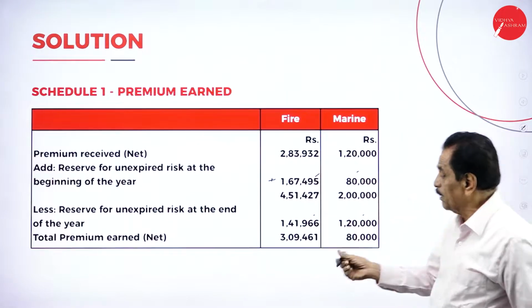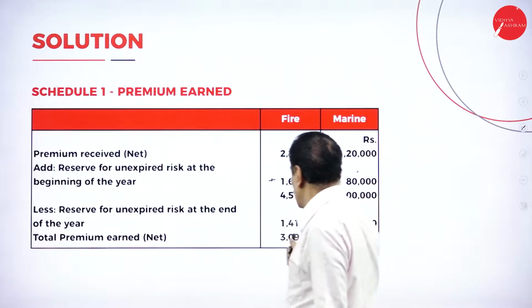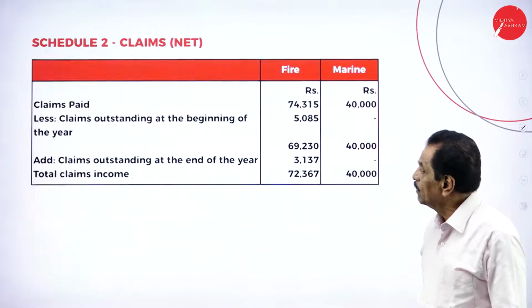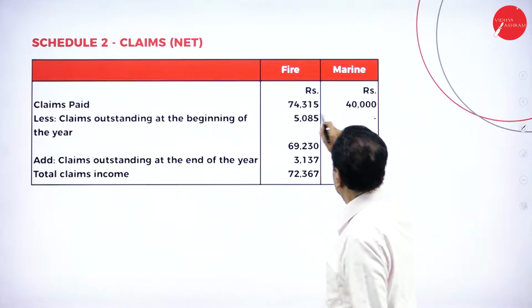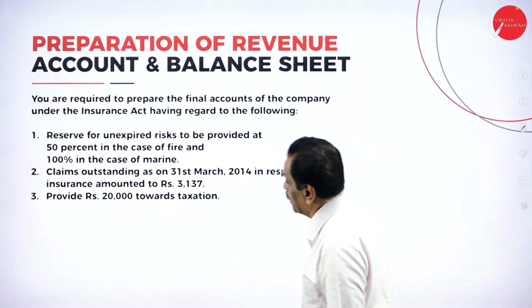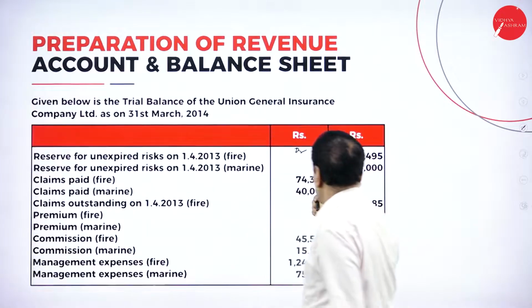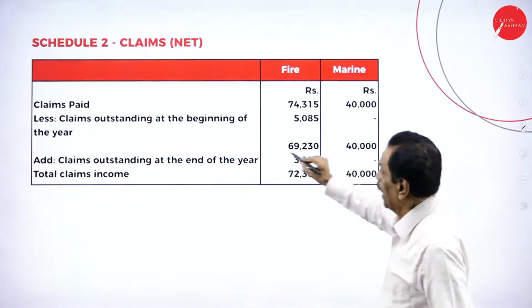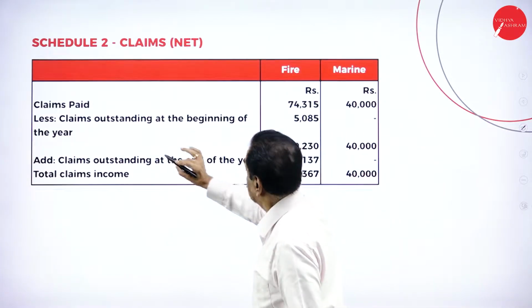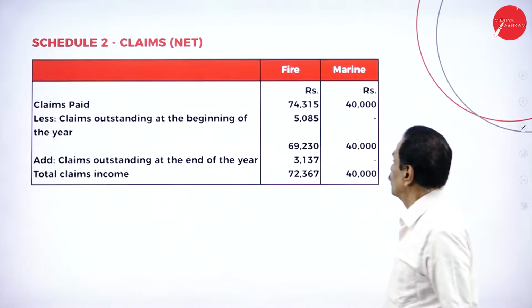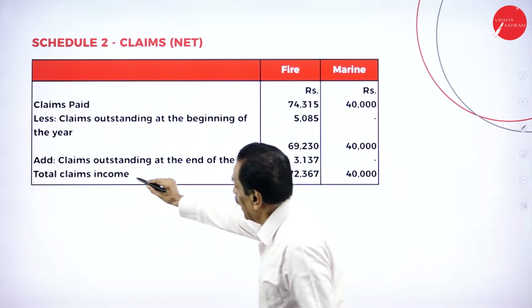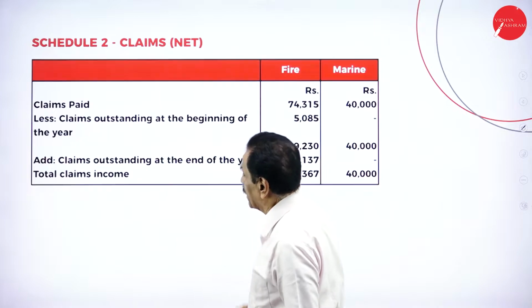Directly it will go to the balance sheet. Net premium available, revenue account it will go now. Now, second one, claims paid 74,315. See that trial balance: claims 74,315 and 40,000. Add outstanding claim at the beginning in case of fire, this is 5085. Add claims outstanding at the end of the year.